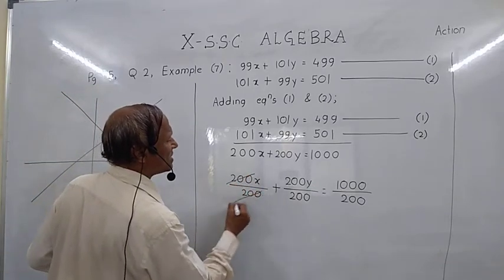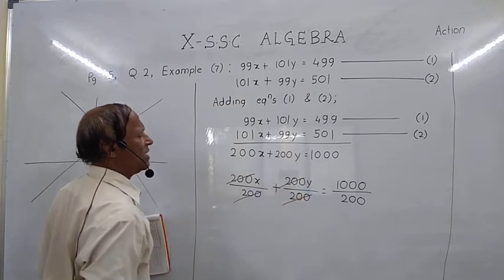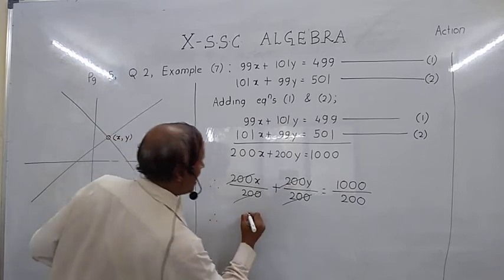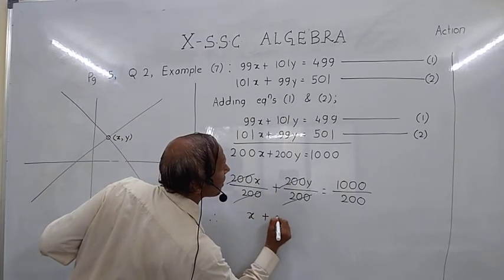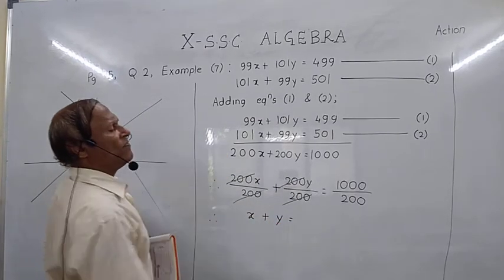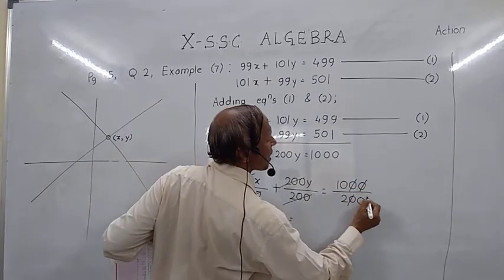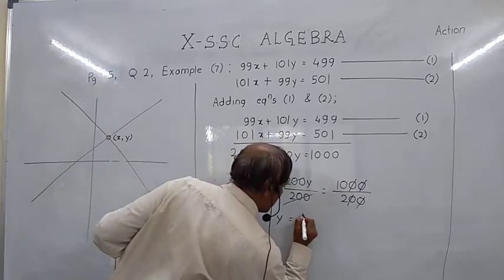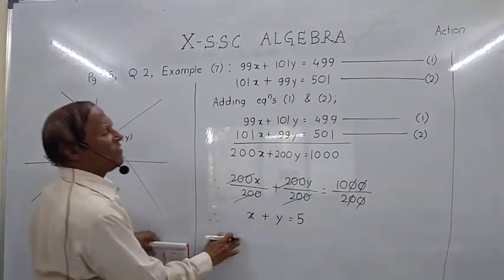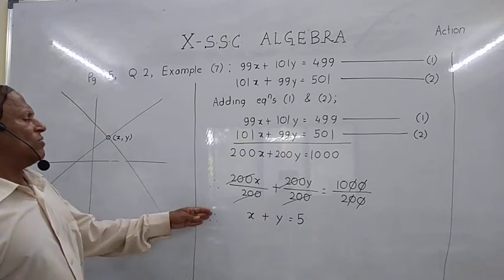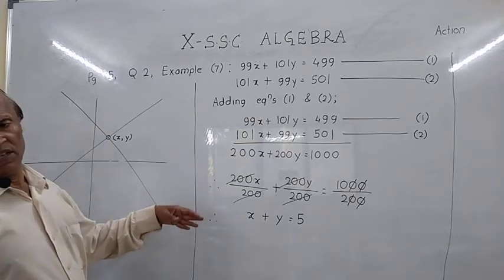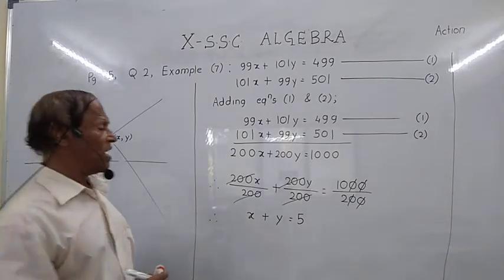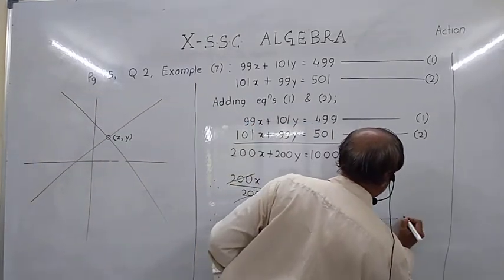So this goes with this, and what remains is x plus y is equal to, now when we divide this, zeros get cancelled, 10 by 2 becomes 5. So this is the simplified equation. This is what I wanted to tell you about simplification. You divide by the common factor and you simplify the equation. And this is your equation 3.